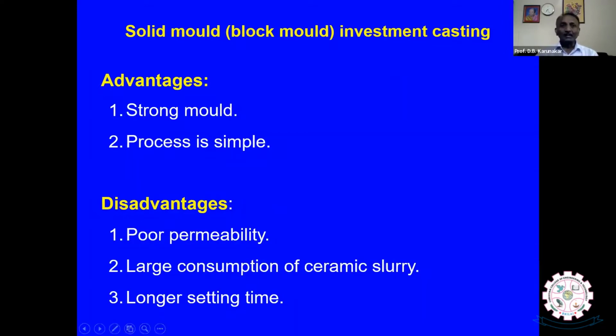So longer setting time. That's why though the ancient man has used that time, this was the only process available in the investment casting process. Yes, the ancient man used this technique for making small components, medium-sized components, and also big components. But nowadays, this process is limited to making small components.